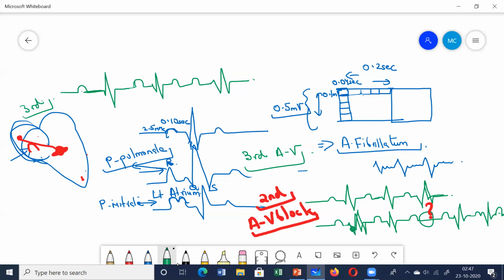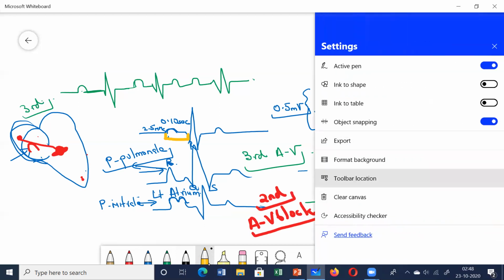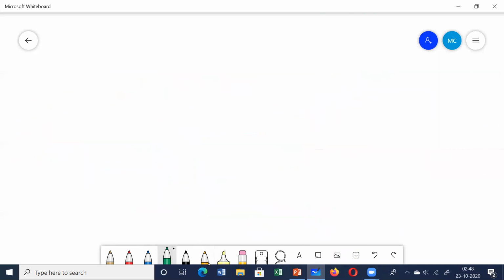Now let us see some abnormalities of the PR interval. Okay, so this is your PR interval, from the beginning of the P wave to the beginning of the QRS complex. What can be the reasons for the prolongation of the PR interval? What is the normal duration of this PR interval? It is 0.12 to 0.20 seconds. If it becomes more than 0.20 seconds, we say that the PR interval is prolonged.